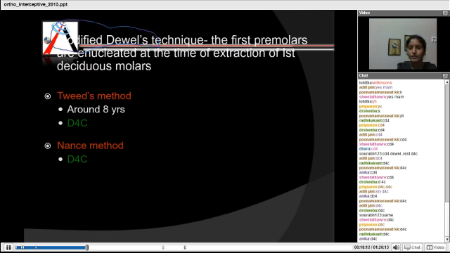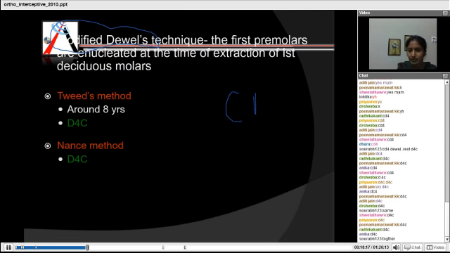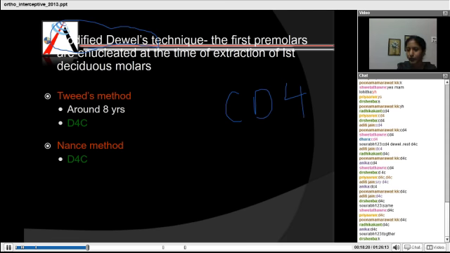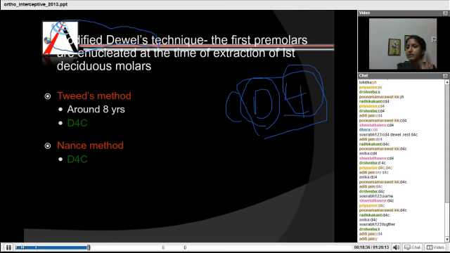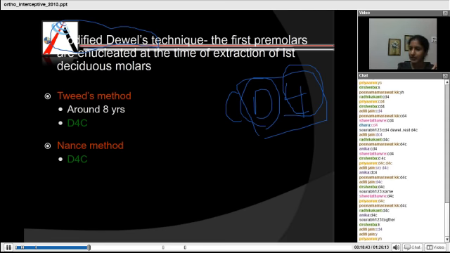Clear? There is another technique, modified Dual's technique. What is modified Dual's technique? See, what is Dual's? It is C, D, 4. What you do is when you are extracting D, at that time only you enucleate the 4 and remove it. Both are done at the same time. Otherwise in Dual's method they are done at different time periods: C, then D, then 4. But modified Dual's says first do C followed by D and 4 together. Clear with all the 4 methods?